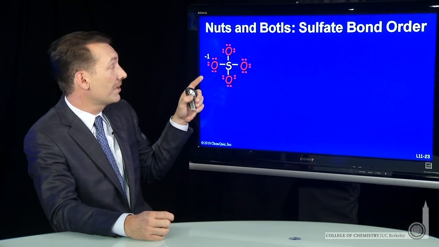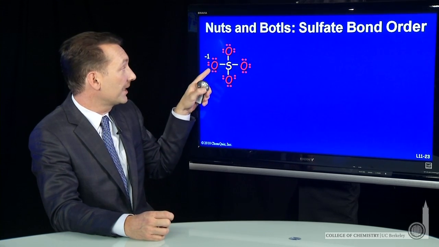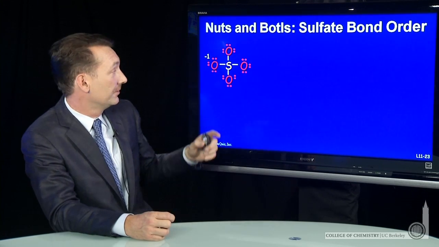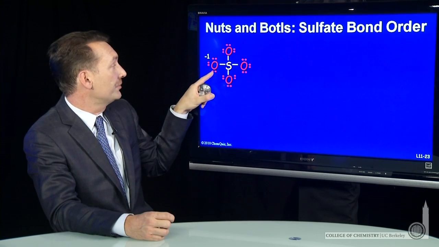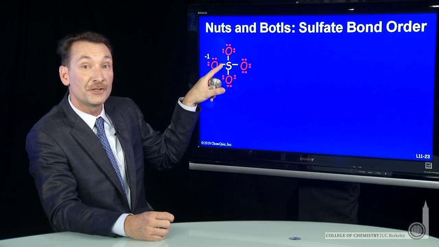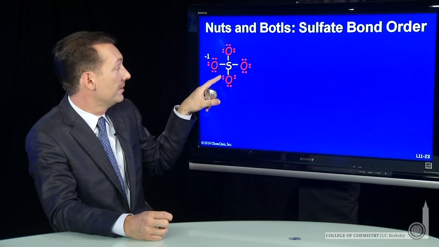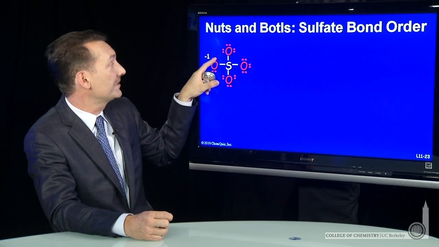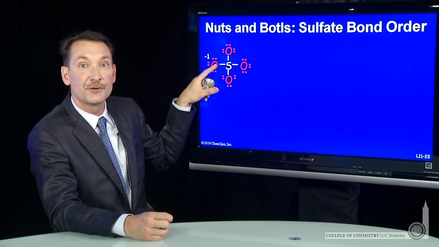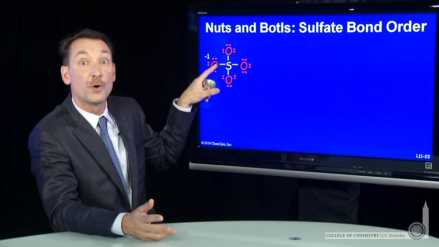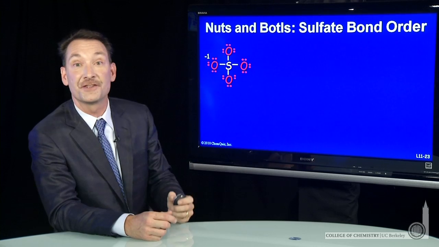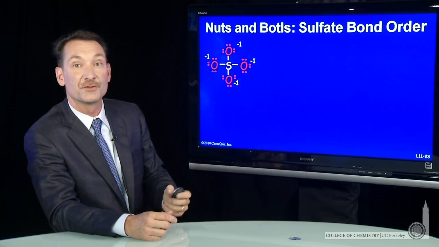To assign formal charges, I count the electrons around the oxygen here and compare it to the atomic oxygen. Here, I have 1, 2, 3, 4, 5, 6, 7. Remember, when I'm doing formal charges, I share the electrons. So 7 electrons around the oxygen. Oxygen normally has 6 as an atom, so it has 1 extra. That's a -1 formal charge. All those oxygens are the same, so they all have -1 formal charge.